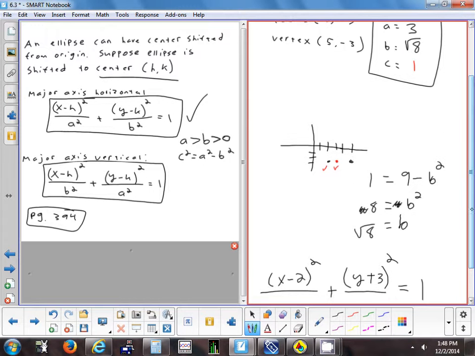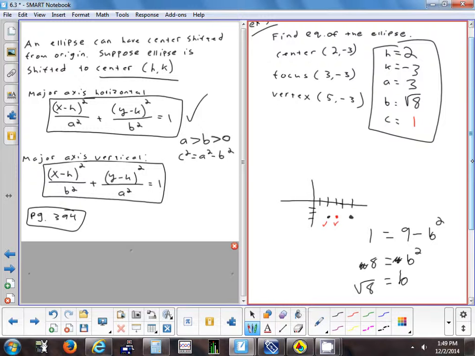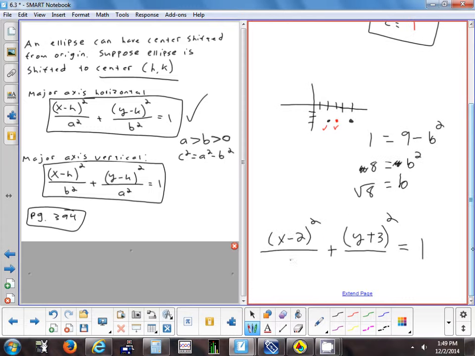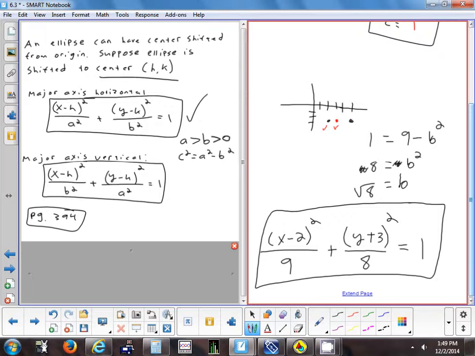And now if you want to make your major axis horizontal, do you put the bigger number under x or under y? Put it under x. So let's see. A squared is 9. B squared is 8. The bigger number this time is 9. Put it under x and you'll go horizontal. Smaller number under y. Yep, that's your equation. Any questions on that one?